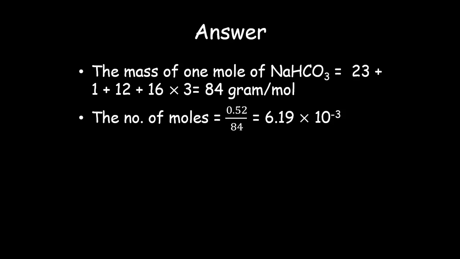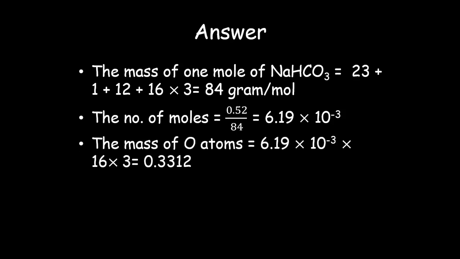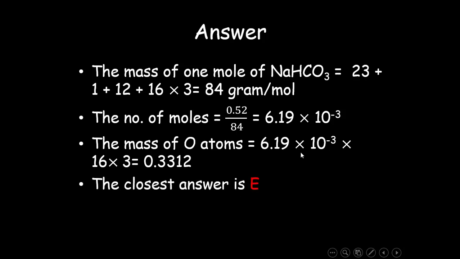I said before 0.52 moles, I'm sorry, I meant grams. So 0.52 over 84 equals 6.19 times 10 to the power negative 3. The mass of oxygen atoms would be 6.19 times 10 to the power negative 3 times 16 times 3. 16 here is the mass number of oxygen, 3 is the number of oxygen atoms in one molecule, and 6.19 times 10 to the power negative 3 is the number of moles in this sample. The closest answer is E.